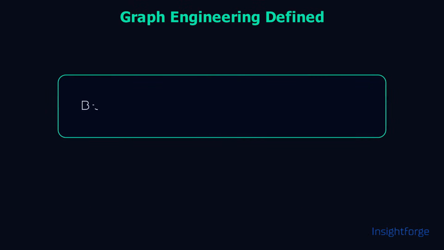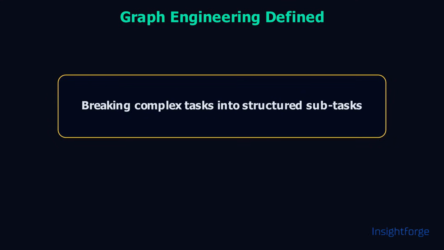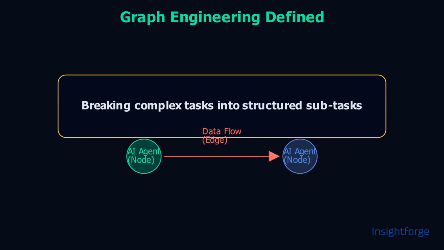In the simplest terms, graph engineering is the practice of breaking down a highly complex task into smaller, structured subtasks. Each subtask is represented as a node, which is our specialized AI agent. And the edges represent the data flow and decision logic that coordinate them.